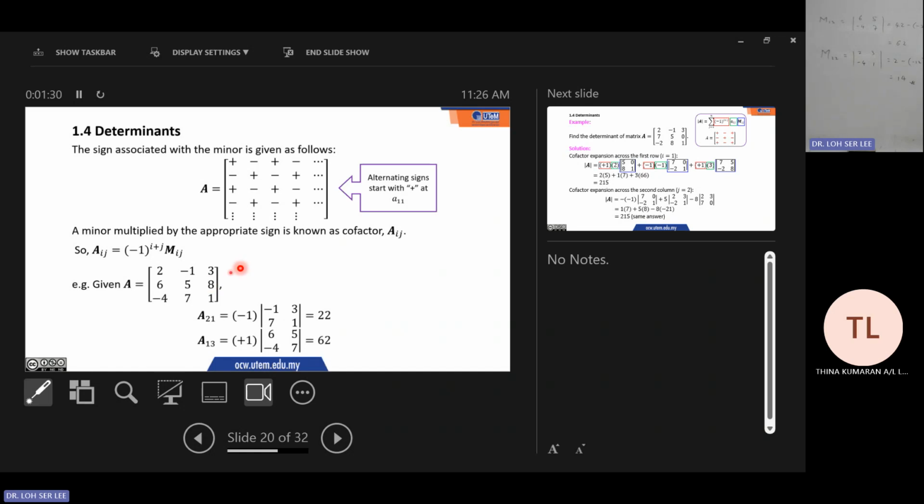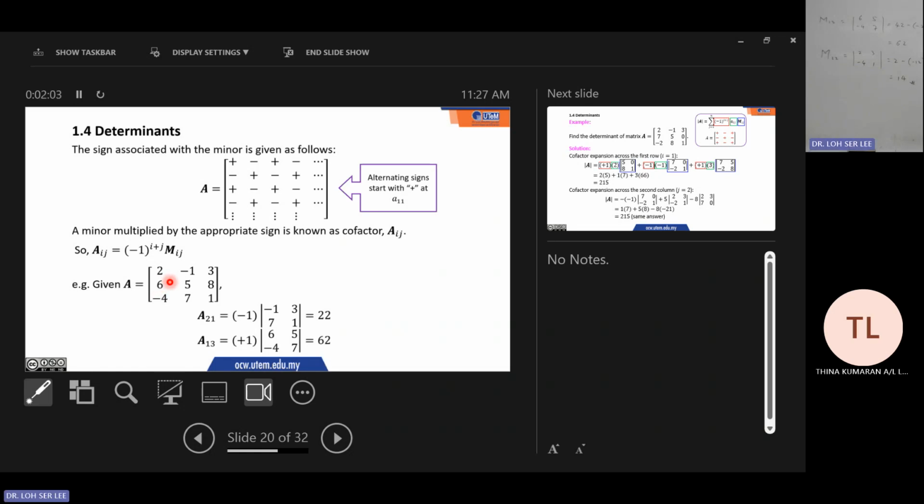Now we have one more new term, which is called cofactor, denoted by A. This is the formula. What we need is just the alternating sign multiplied to the minor. For example, we want to find the cofactor of 2, 1. 2, 1 means row number 2, column number 1. This is the one.